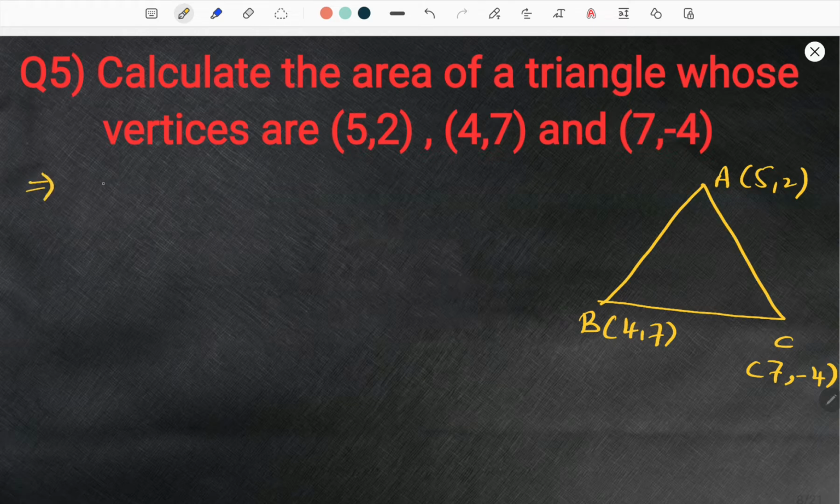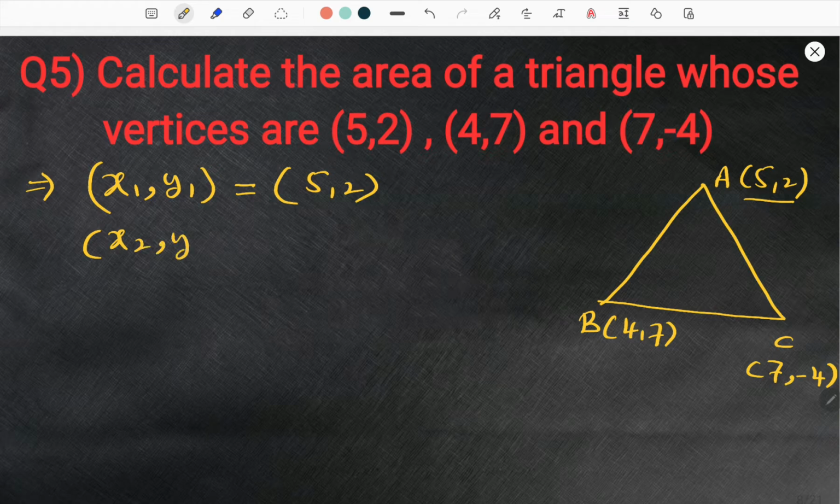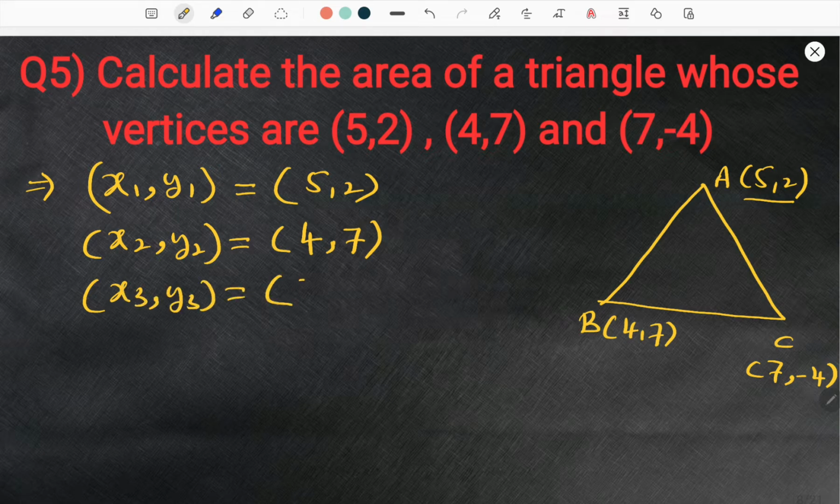For example, let us take x1, y1 as 5, 2. Alright, this point. Now similarly you can take it for x2, y2 also. x2, y2 is equal to 4, 7. Look at this, 4, 7. Alright, similarly we have x3, y3. So what is this x3, y3? This is 7, -4.